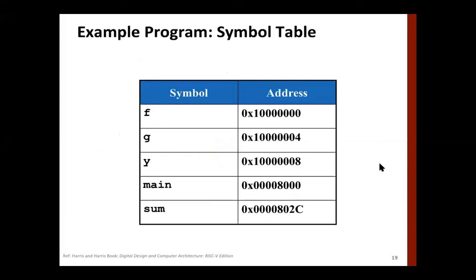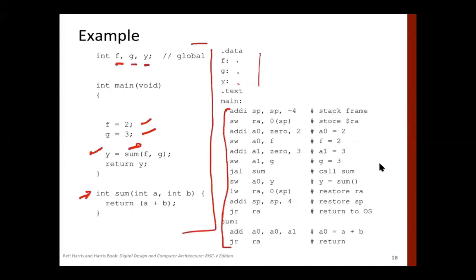Now let's look at what we will do. When we study compilers, you will find that the first phase of the assembler is essentially to see where the labels or various global symbols are, and then find out the corresponding addresses. So for example, f, g, and y are global variables. They are at these respective addresses.